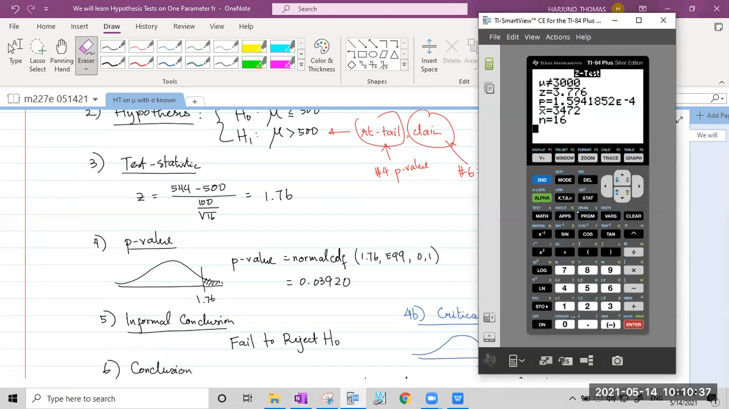Okay, let's see the next one, example 3. Z-Test, the claim mean is 500. Population standard deviation is 100. Sample mean is 544. The sample size is still 16. We do a right tail test.